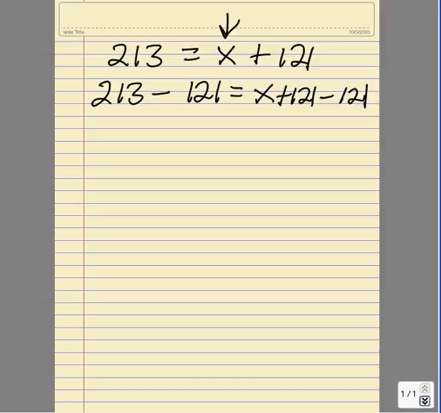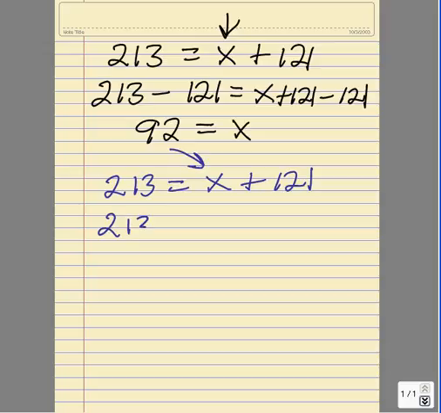Now 213 take away 121 equals 92. 92 equals x. And now we need to check our problem and put our answer back in. So 213 equals x plus 121. Then we put the 92 in where the x is. 213 equals 92 plus 121. Then we do the calculation. 213 equals 213.